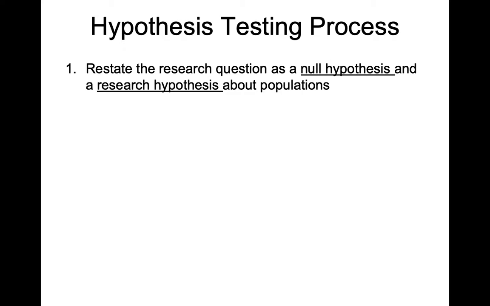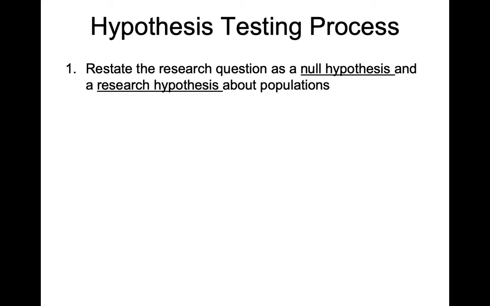So hypothesis testing proceeds through 5 different steps. And for the purposes of this class, it's really important that you're able to work your way through the mechanics of all 5 steps, which is why I'm giving this additional example in this lecture as well. So the first step of null hypothesis significance testing is to restate the research question as a null hypothesis as well as a research hypothesis about populations.